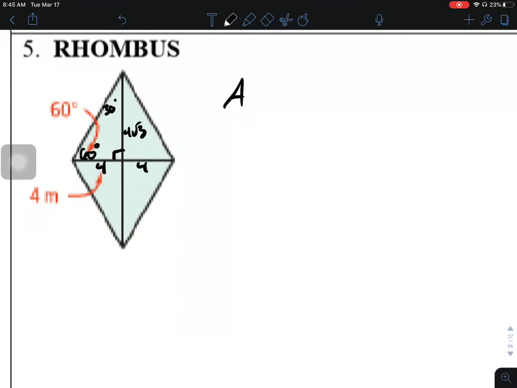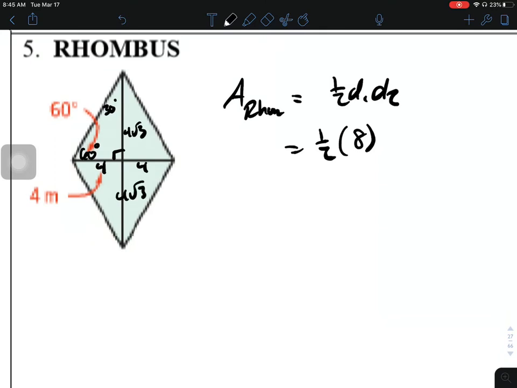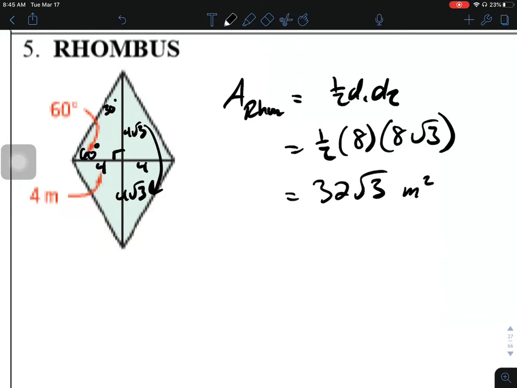So area of a rhombus is 1/2 the product of the diagonals. One of the diagonals is 4 plus 4. The other one is 4 square roots of 3 plus 4 square roots of 3, which is 8 square roots of 3. That's 1/2 of 8 times 8 square roots of 3. That's going to be 32 square roots of 3, and the units are square meters.